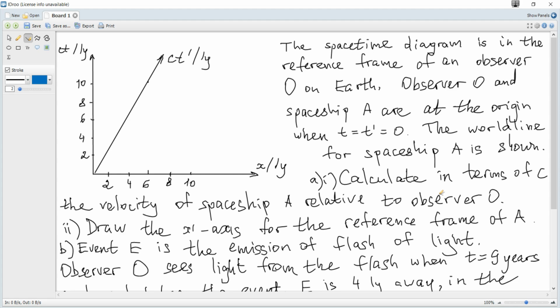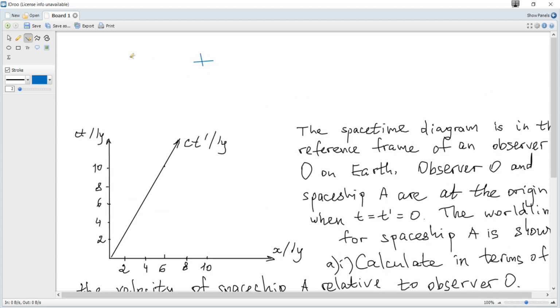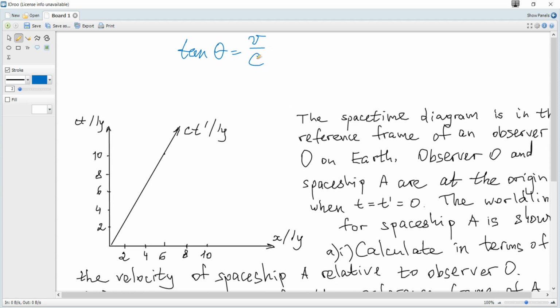To find the velocity or speed of spaceship A, that means the speed of the moving reference frame. We use the formula: the tangent of theta is equal to v over c, where v is the required velocity, c is the speed of light, and theta is the angle between the ct axis and the ct primed axis, or also the angle between the x-axis and the x primed axis. So theta is here.